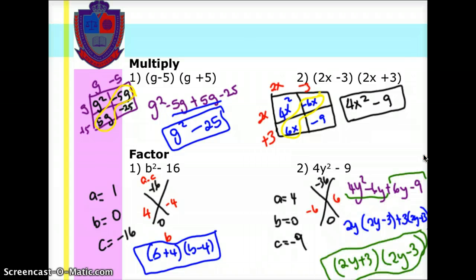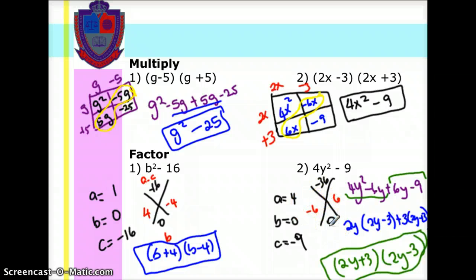Great. You got a chance to try it. Now this one was a little tricky. Same goes, my A, my B, and my C. A times C is negative 36, and 0. Now it's negative 6 and positive 6. I'm pretty sure we all know how to get this.